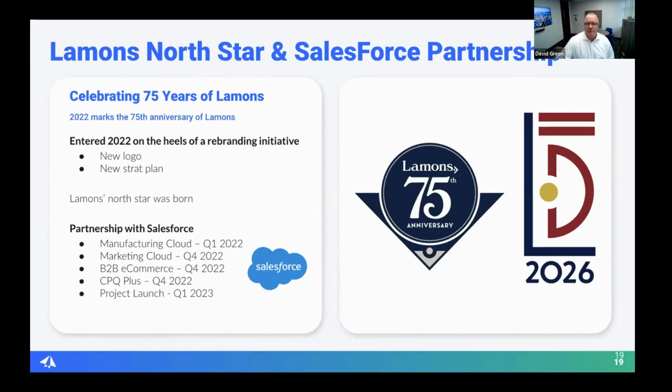What that means to us is the letter D with the equal sign is the Roman numeral for 500 million. The L is for Lamons. 2026 is the year that we want to achieve that revenue target. And the little yellow dot is just something that our marketing director threw in there to color it up a little bit.